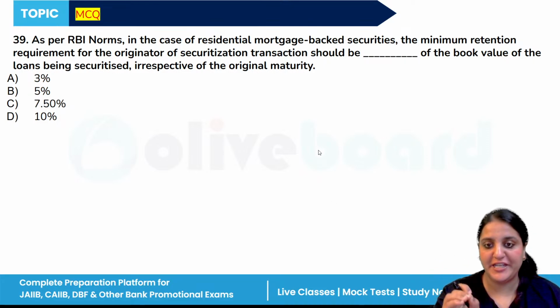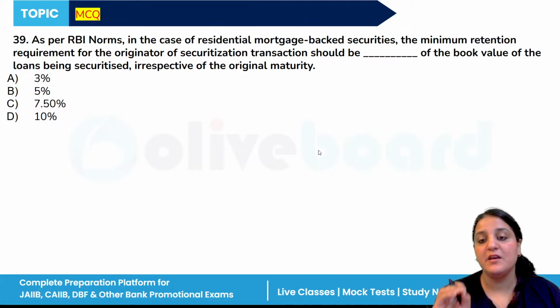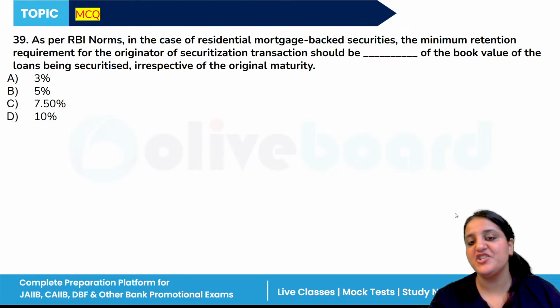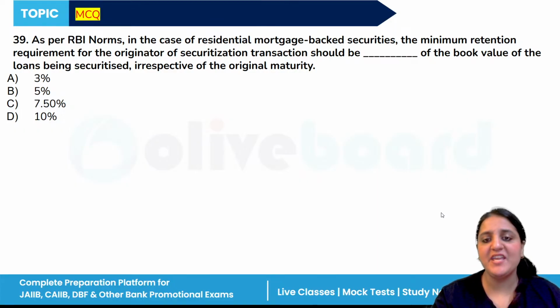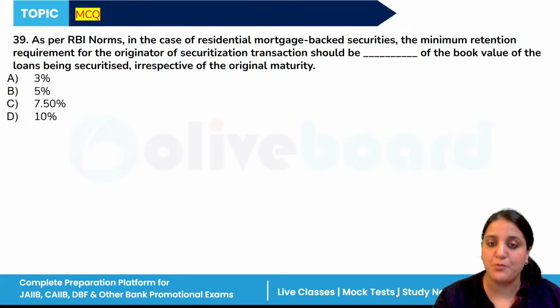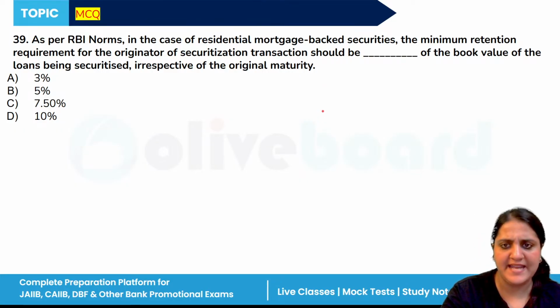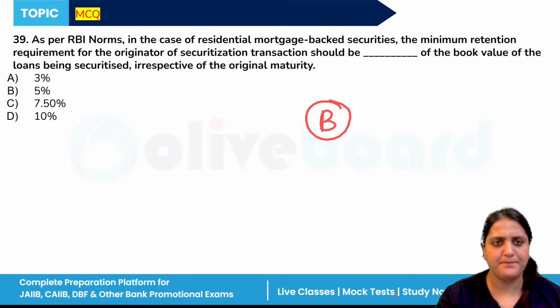The originator has to retain at least 5% of the book value of the securitized loan. Why? To ensure they share the risk. So suppose a bank securitizes 100 crore of mortgages, they have to retain 5 crore on its book. So see, the direct answer is option B.